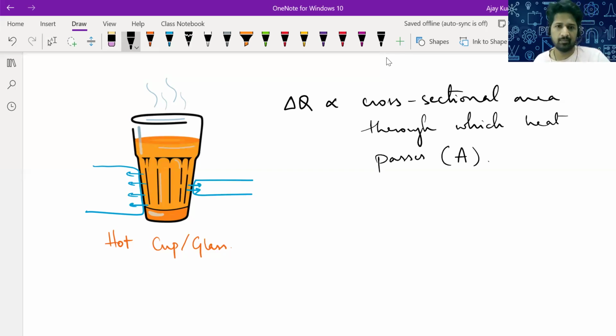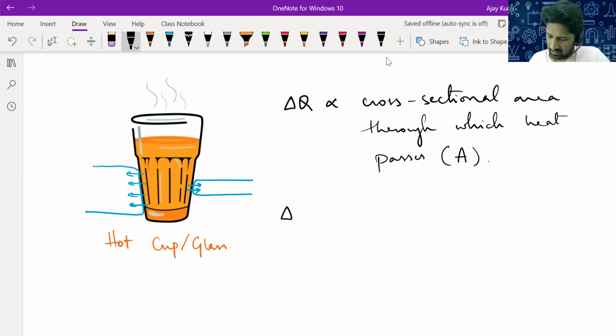Let's call it as A. If you just touch it with the tip of your finger, only a small cross section will be receiving heat. If you touch it with your entire palm, a large cross section will be receiving heat. And then definitely more heat will get transferred. So the amount of heat transferred is proportional to the area of cross section through which the heat can pass. So this is one thing we can tell about conduction.